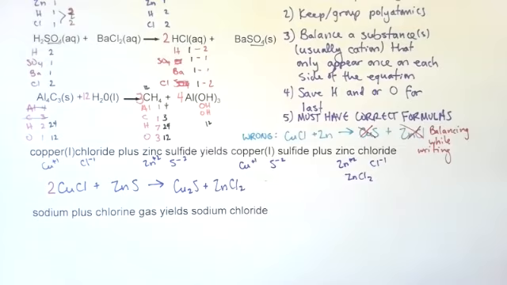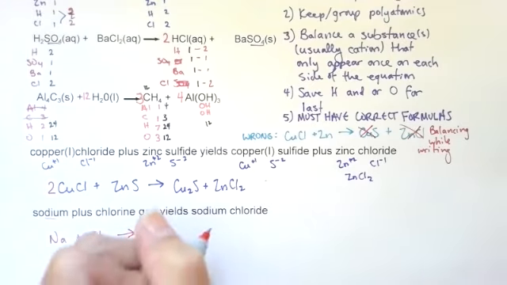Okay, so we've got sodium plus chlorine gas yields sodium chloride. Let's go with right here. Sodium by itself is just going to be Na. Chlorine gas, this indicates that it's elemental. So this is going to be Cl, but remember when hydrogen, nitrogen, oxygen, fluorine, chlorine, bromine, and iodine are by themselves, they're diatomic. Something we've been talking about for a long time.